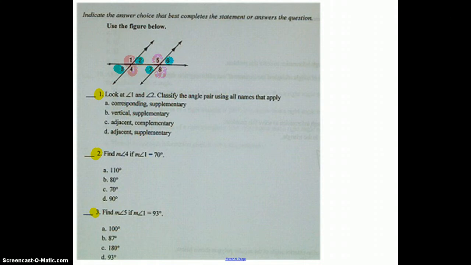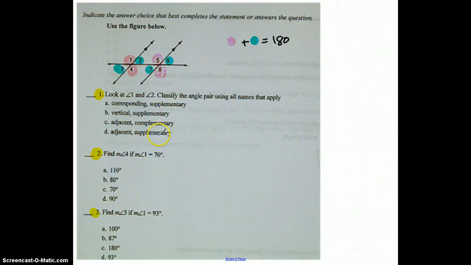Now the big thing for us to remember is that all of the pink ones are one measurement, all of the blue ones are another. But if I were to take a pink and a blue and add them together, they would be supplements and they would add up to 180. Just important for you to realize.